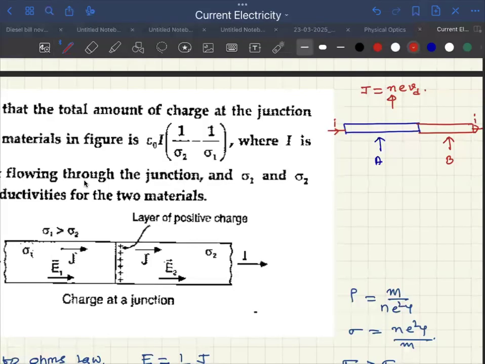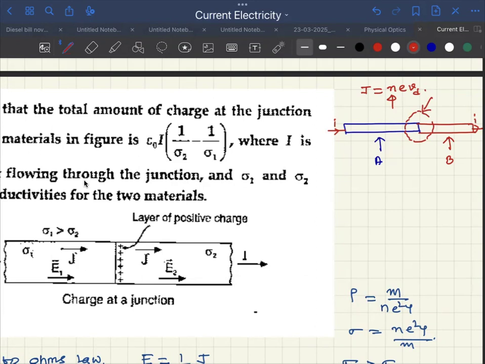Automatically, the moment when I go to B, it should have a sudden rise in drift velocity. When is this possible? It is possible only when there is an accumulation of a charge at the junction. So this you need to understand.